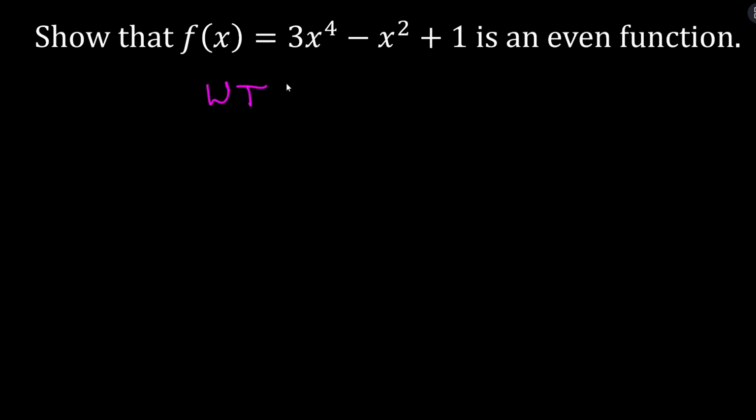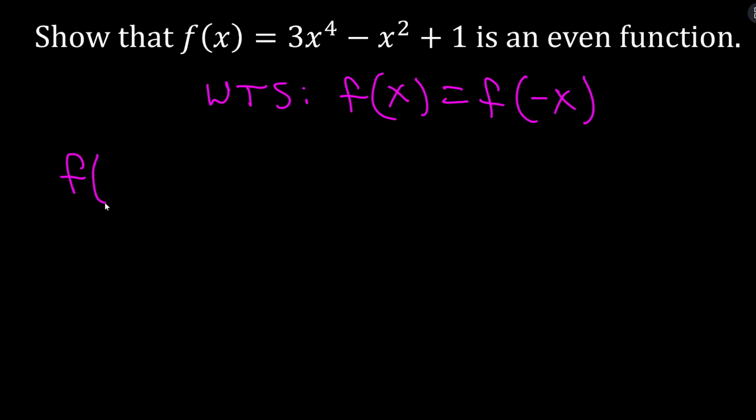I'll make a note here, I want to show that f of x equals f of negative x. And how we typically show that is, if we're given a function f of x in this form, then we just figure out what f of negative x equals. And we want to write this out and do some simplifying, and hopefully what we get to is that this is equal to exactly this function which we're given, which is the definition of even. So that's what we're going to try to do here.